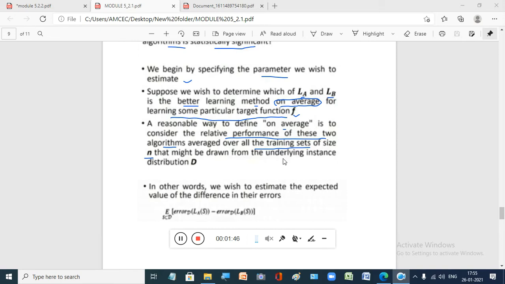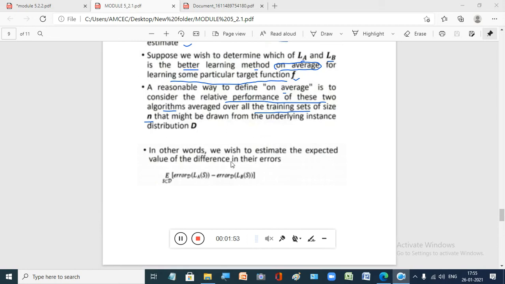In other words, we wish to estimate the expected value of the difference in their error. So what is the error? We are going to look at the expected error: for learning algorithm A, the true error with respect to the data set D of learning algorithm A, minus the true error of learning algorithm B. We try to find that particular difference.